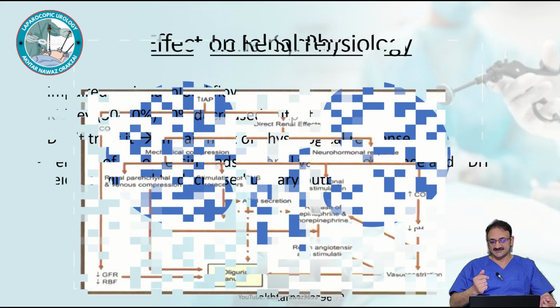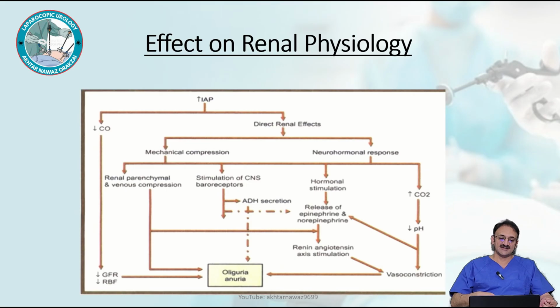Here there is a simple table. You can see that there is an increase in the intra-abdominal pressure, which leads to decreased cardiac output, and this decreased cardiac output in turn reduces the renal plasma flow, which gives reduced GFR. And the direct effect on the kidney is mechanical as well as hormonal.